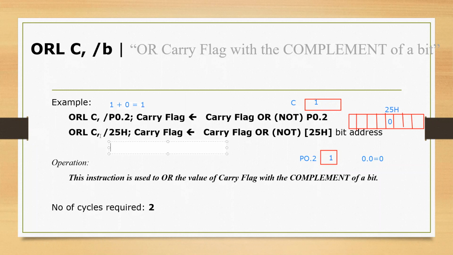The second instruction is ORL C, /25 hex. The value in the C flag is 1, ORed with the complement of the value in the 25 hex location. The value in 25 hex location is 0, and the complement of 0 is 1. So 1 plus 1 gives the value 1, and this result is stored in the carry flag. So this instruction is used to OR the value of the carry flag with the complement of a bit. The number of cycles required is 2.